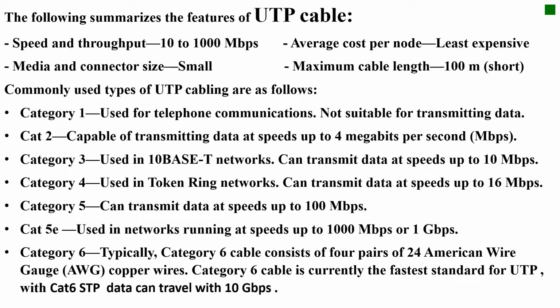Okay. The following summarizes the features of a UTP cable: speed and throughput from 10 to 1000 megabits per second, about 1 gigabit per second. Average cost per node: least expensive. This is all in UTP cable.